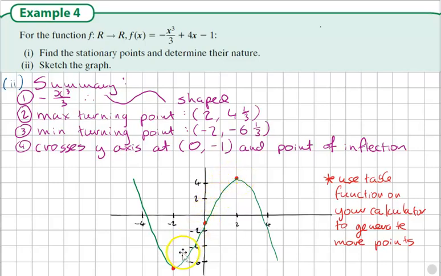So we draw them in the green curve as accurately as we can, making sure that it's an S shape, making sure that it is curved at the maximum point and not pointed. And again, that it's curved at the minimum turning point, and it's not a point. So it's not a zigzag, it's like an S shape. Now you can use the table function on your calculator to generate more points to make it accurate, but it's important that you know how to generate these points without using the calculator.